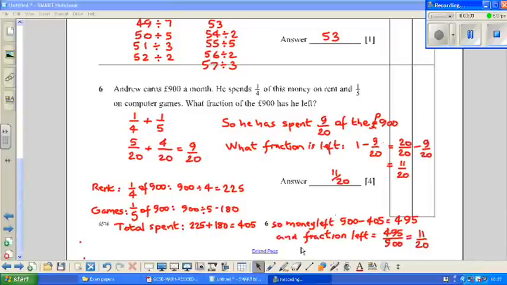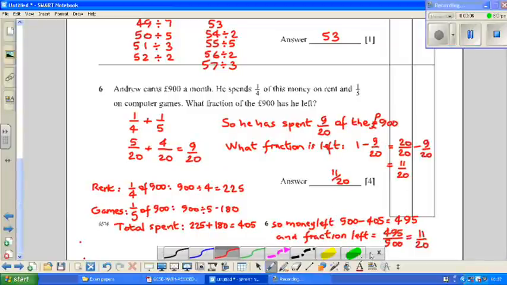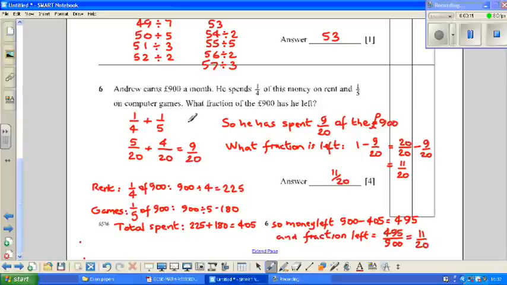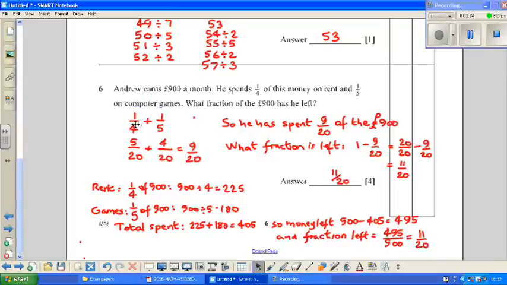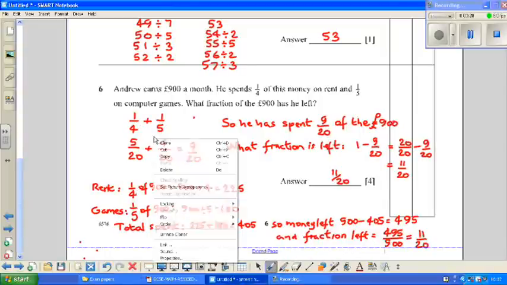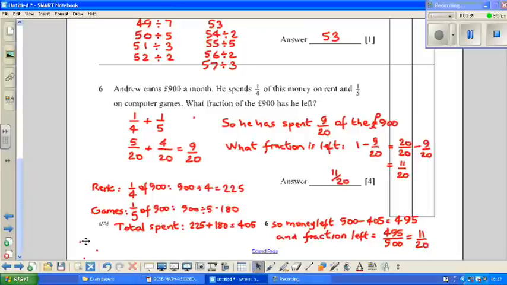Okay, so question 6. The question says he's got 900 quid a month that he earns. He spends a quarter of it on rent and a fifth on computer games. What fraction does he have left? Probably the easiest way is to add the two fractions together. So we've got 1 quarter plus 1/5, and remember, we can't add those together unless we make them the same type of fraction, because a quarter and a fifth are different types of fraction.